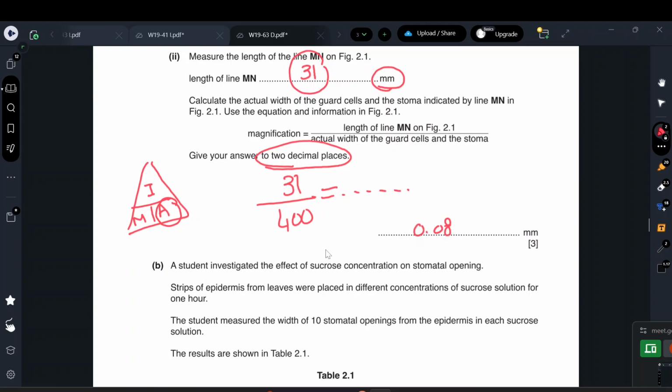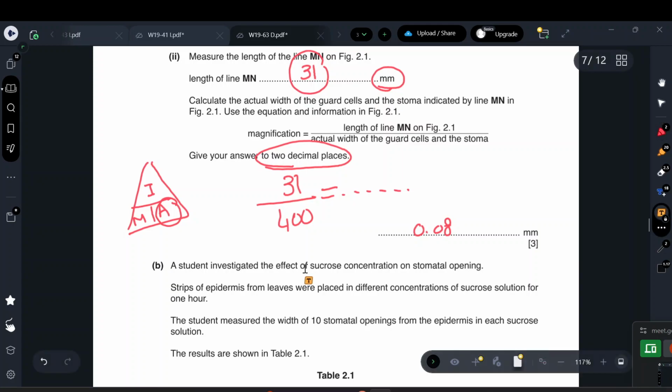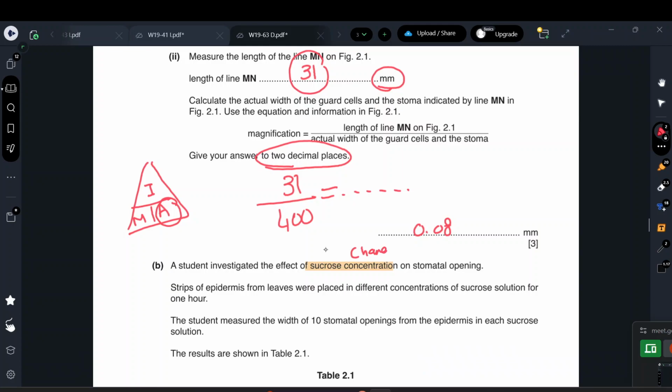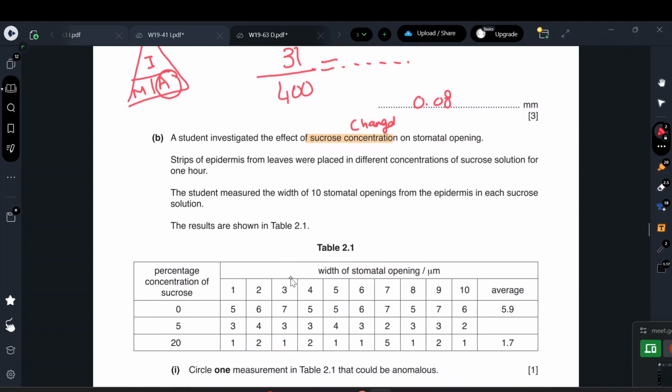A student investigated the effect of sucrose on the stomatal opening. I'm investigating the effect of sucrose concentration, this is what I changed here. This is the independent variable. Strips of epidermis from the leaves were placed into different concentrations of sucrose solution for an hour. We measured the width of 10 stomatal openings from the epidermis in each sucrose solution. Circle one measurement that could be anomalous.